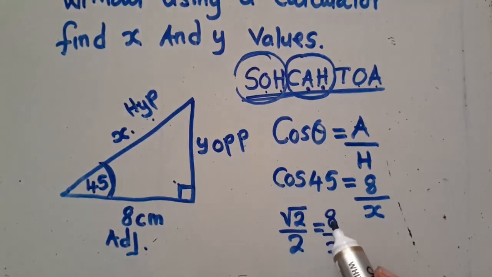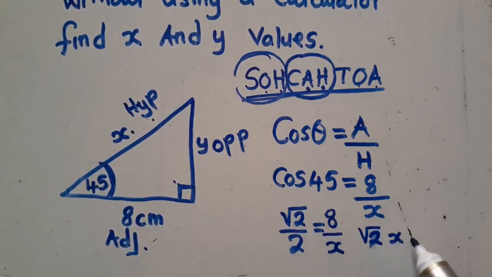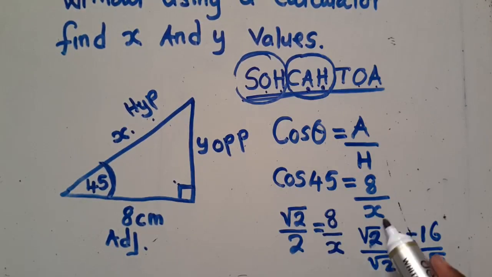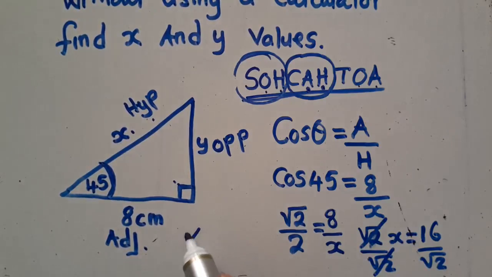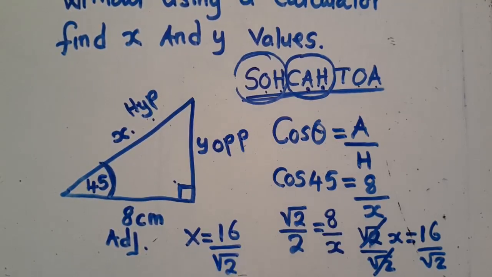You cross multiply. So root 2 times x is root 2x, which is equal to 8 times 2, that is 16. Divide both sides by root 2. So this and that will be cancelled, which means that the value of x is equal to 16 over root 2. This is the answer that you get.